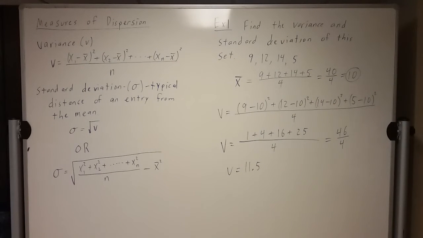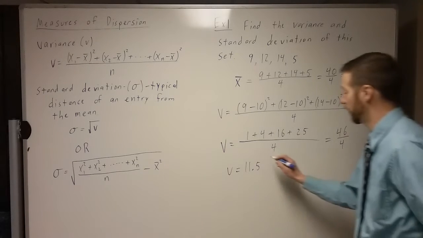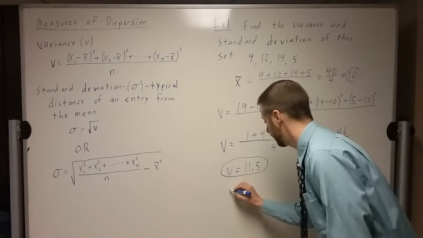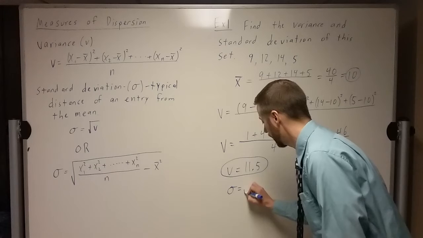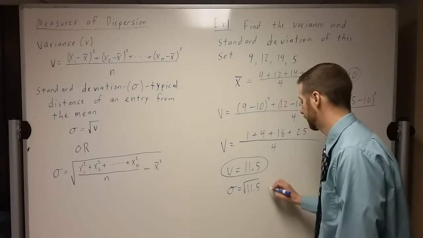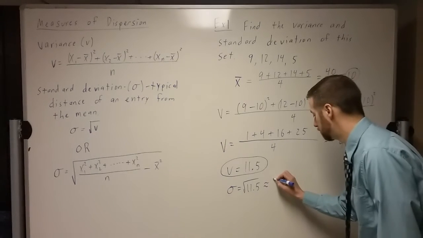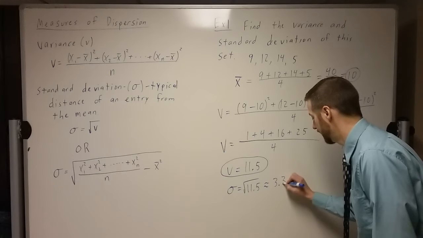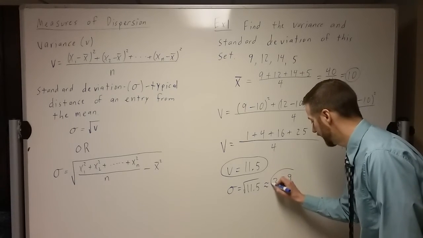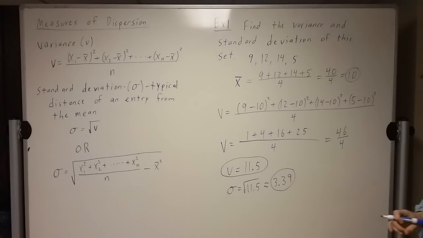All right, so there's how we find the variance. Now for standard deviation, because that was the second part of this, if we already have the variance, standard deviation is really easy. Standard deviation is the square root of the variance. Variance was 11.5, so I'm going to take the square root of 11.5. And this doesn't come out to a super nice number, but that's okay. A lot of times the standard deviation does not come out to a nice number. And so the standard deviation on this one is about 3.39 if I round it to a couple decimal places.